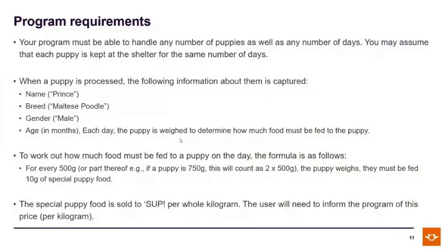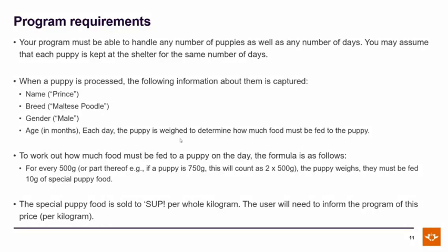Requirements: your program must handle any number of puppies as well as any number of days. You're not sure how long they're going to be there for. You may assume each puppy is kept in the shelter the same number of days at least, so there's not a problem there. When a puppy is processed, the following information about them is captured: name, breed, gender, age in months. Each puppy is weighed to determine how much food they must be fed. The weighing is done on a daily basis.